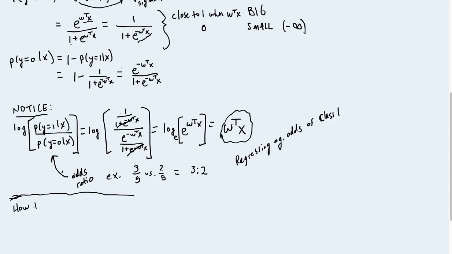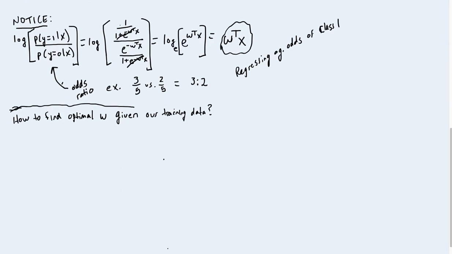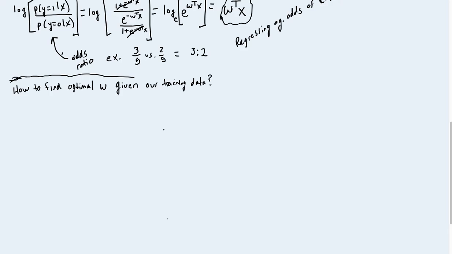So how to find the optimal W. So we have some training examples that we can look at. We can try to find patterns in the training examples. So how to find the best W given our training data? Well, as is our practice, we need to define some function that quantifies how good or bad a particular choice of W is. So for that, logistic regression uses the likelihood.